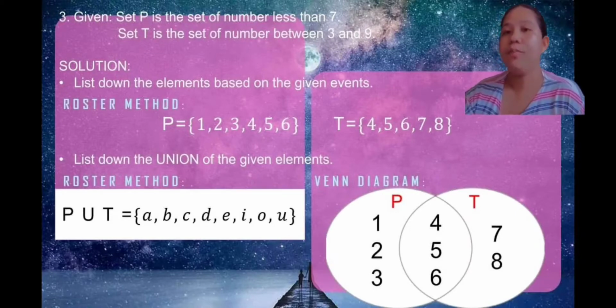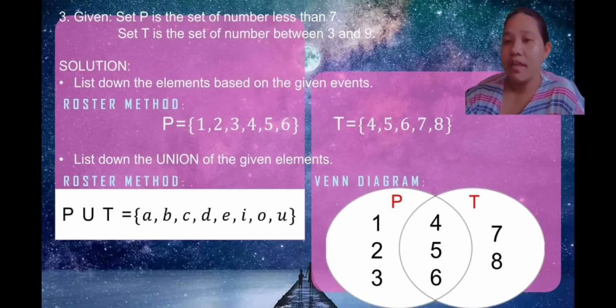So, solution. First, we're going to list down the elements based on the given events. So, yung set P, ano nga ba yung mga number less than 7? So, ang mga numbers na less than 7 is 1, 2, 3, 4, 5, and 6. So, ang ibig sabihin yan, set P is equals to 1, 2, 3, 4, 5, 6.